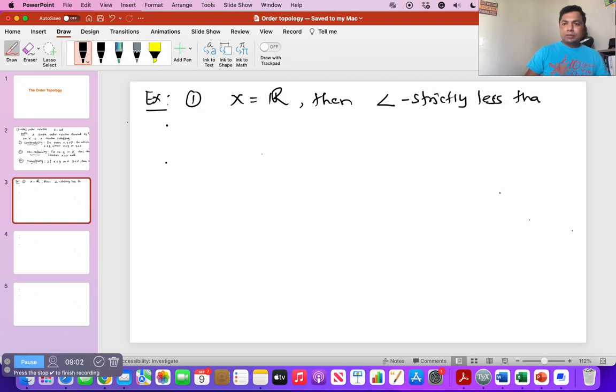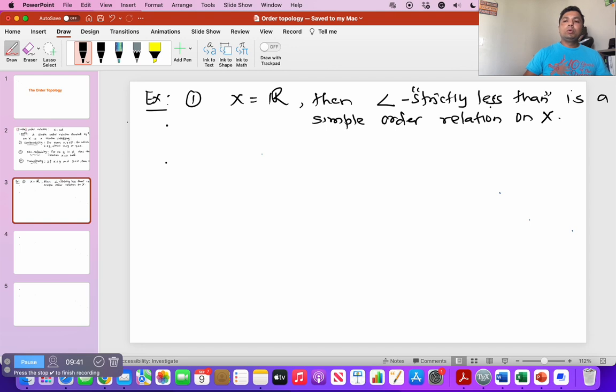Now this strictly less than relation is a simple order relation on X, or on the set of real numbers. It is easy to check that the strictly less than relation satisfies those three properties of a simple order relation. First property, comparability.